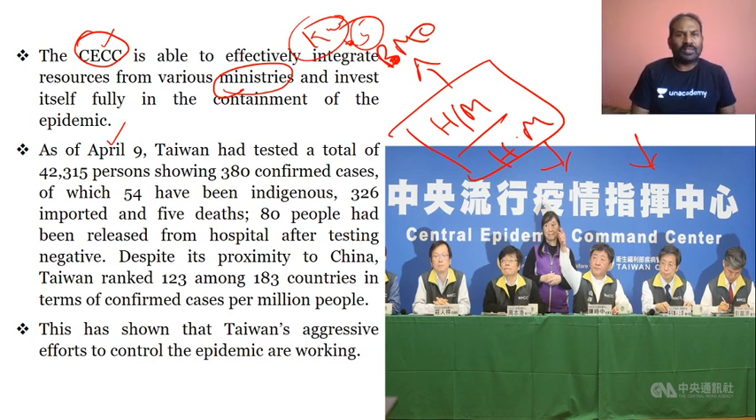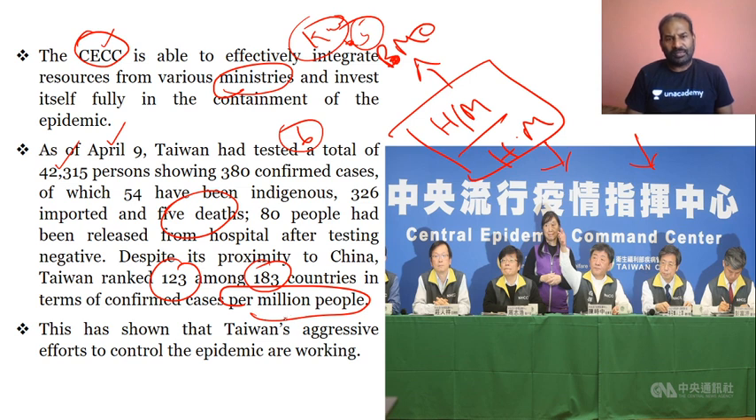So on April 9th, if you look at it, Taiwan has gone ahead with testing. As I was talking about, one of the strategies is testing, which is taken into consideration. And they have tested the numbers that they have given. And if you look at it, only 5 deaths. Despite its proximity to China, Taiwan ranked 123 among 183 countries in terms of confirmed cases per million people, 123. But still, it did try to contain it very fast because of the Central Epidemic Command Center that it has.